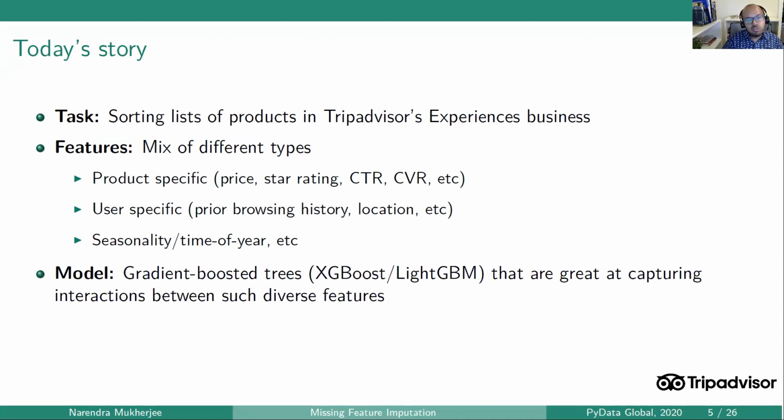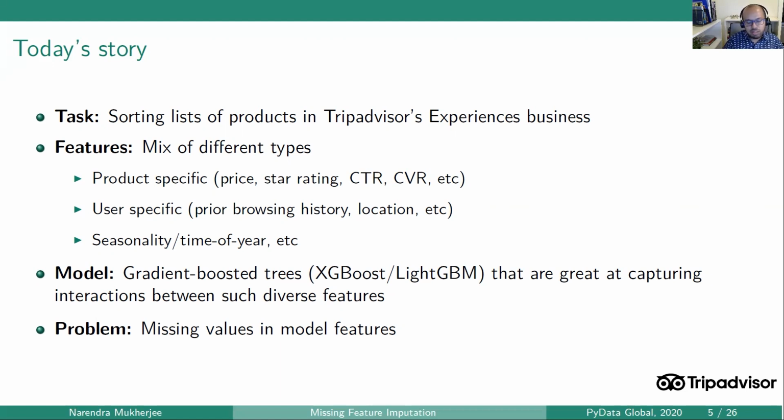To be able to deal with features of so many different kinds, we usually use gradient boosted trees, which a lot of you might be familiar with. So algorithms like XGBoost or LightGBM, and these are great at capturing interactions between such a wide diversity of features. The problem that we will be talking about is that of missing values in model features.